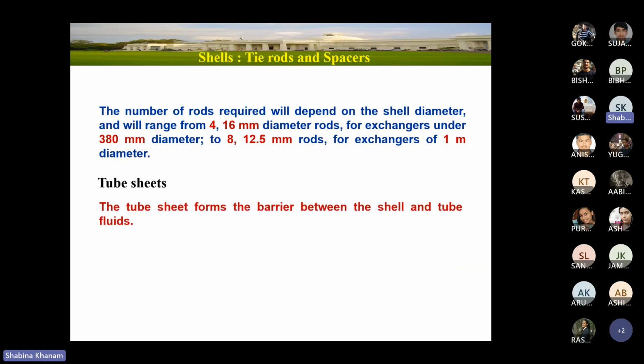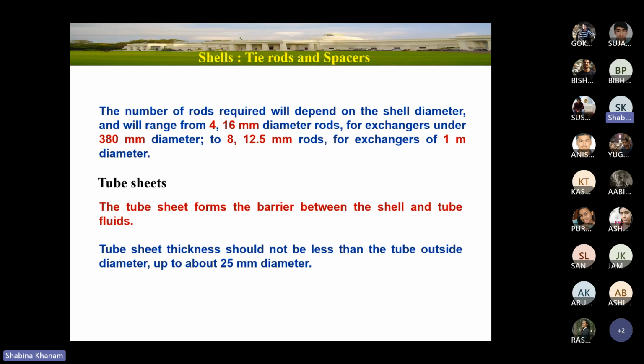Tube sheet, that is a very important parameter. How to choose the tube sheet? Tube sheet is nothing but a thick metal plate. The tube sheet forms a barrier between shell and tube side fluids, which we have already discussed. The tube sheet thickness should be enough, because it has to hold the tubes that are inserted in this tube sheet.